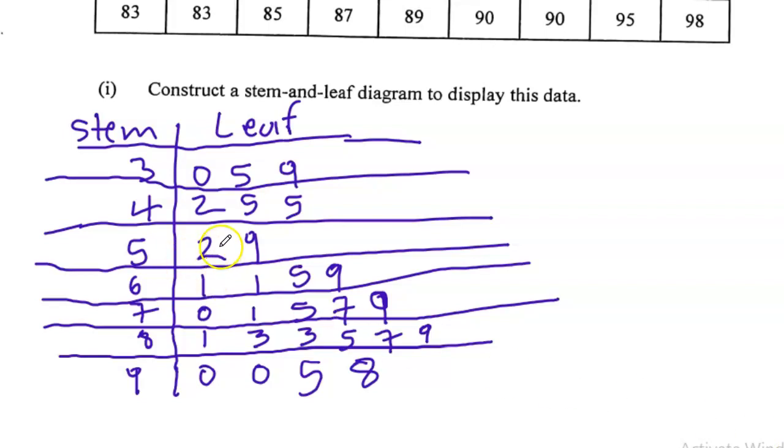Each digit represents a different number. We also need to put a key. You can just put in a random number to use as a key. Let me choose 35. So this means 35. All right. Let's move on.